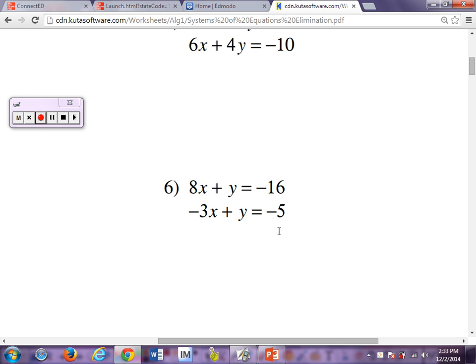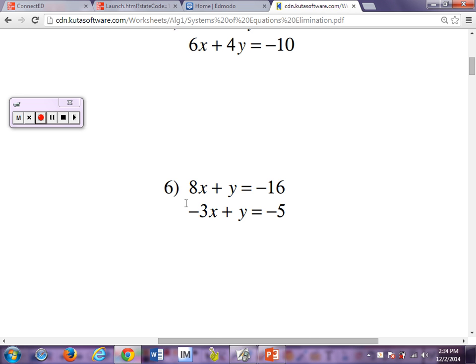Now, there's other things you can do other than just straight up adding. You can also subtract equations. What that means is, look at number 6 here. Here I have 8x and minus 3x. If I add those two, they will not cancel out. If I add my y's, they will not cancel out either. But I have to think, well, I would like to, let's say, get rid of these y's. Well, here's a positive y. If this was a negative y, they would cancel out.